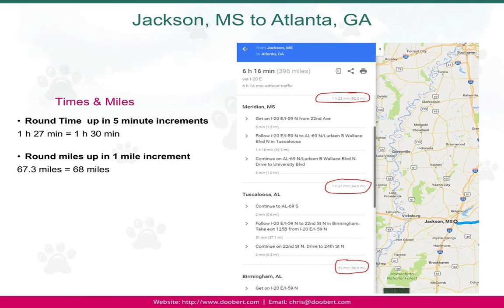Just some simple things to do. Round up your time in 5-minute increments. It's always good to pad your time a little bit. You never know. Google is very exact in terms of how long it thinks it's going to take you to get there. But you want to make sure to allow time for handoffs and things you didn't anticipate. And then certainly rounding up the miles to the 1 mile increment, I should say. Nobody's going to complain about 67.3 miles versus 68. Some of these things will just make it a little easier.